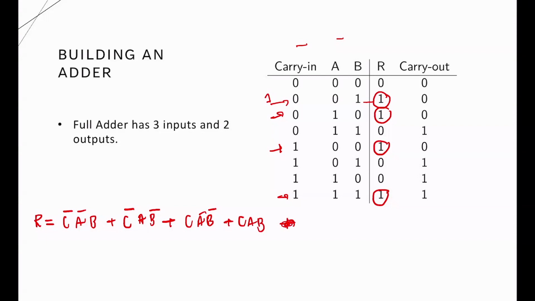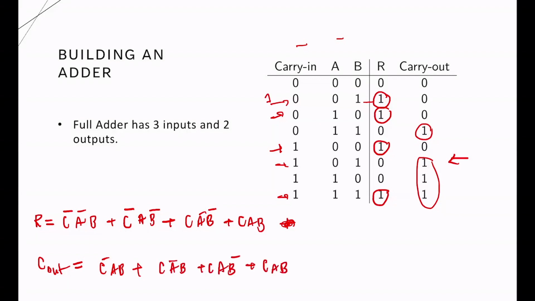And the same goes with the carry out. Carry out is 1 here and here. So C out is 1 where it's 0, 1, 1. So C bar A B, or 101, 110, and 111, right? There are 4 cases where you can have an output of 1.